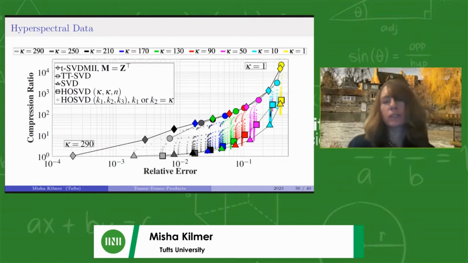And again, I mentioned the tensor trains. There's something called the tensor train SVD, which is a bit more competitive than the higher order SVD, but more often than not, our method is an improvement on that type of compression.